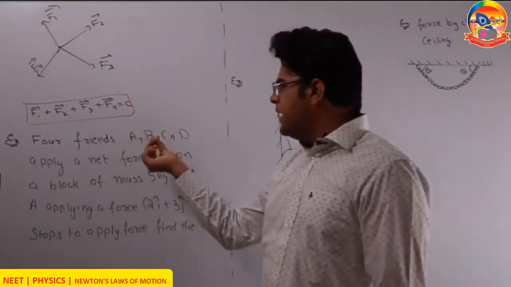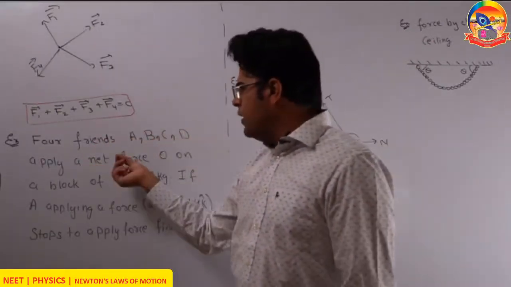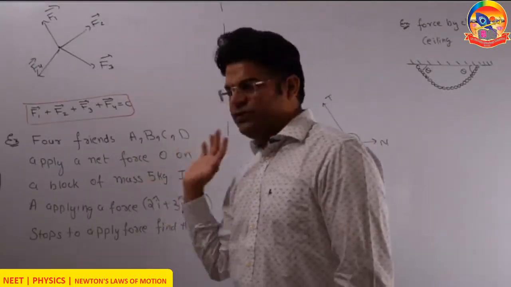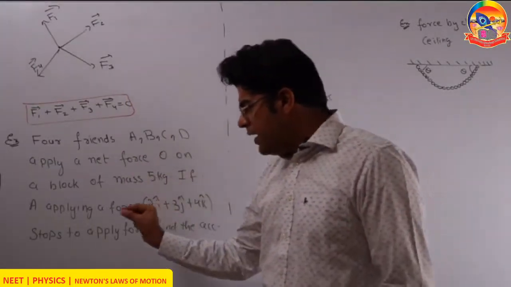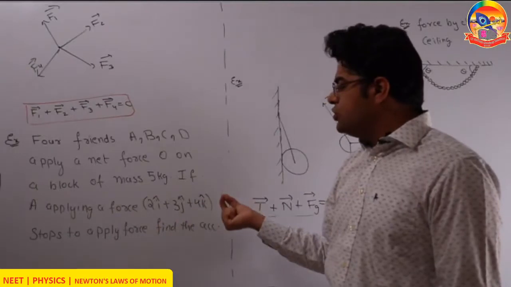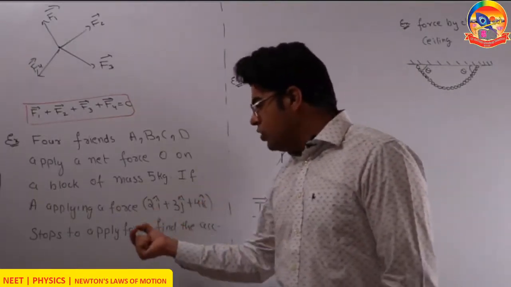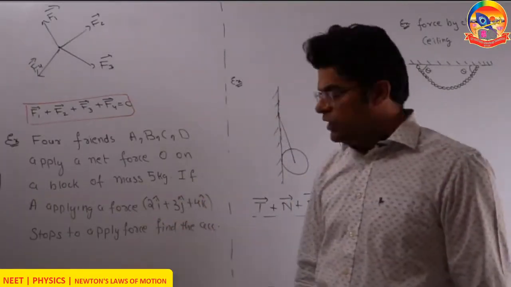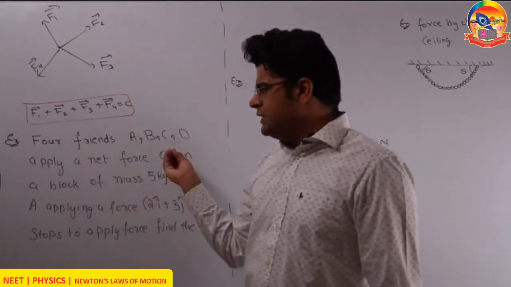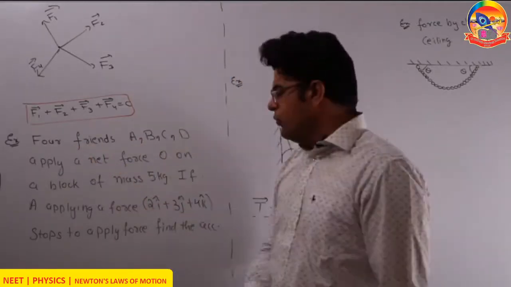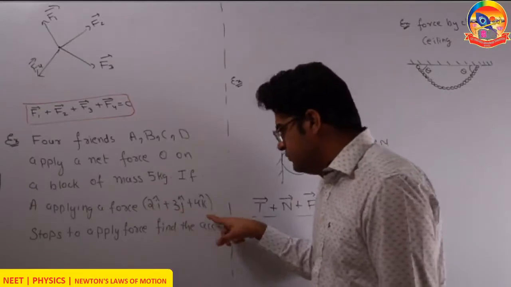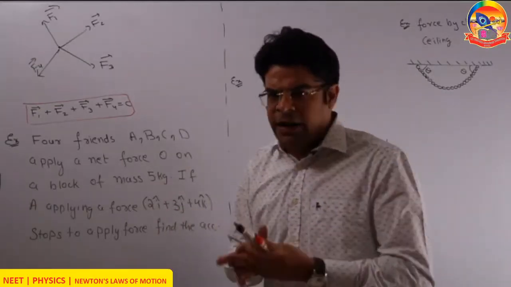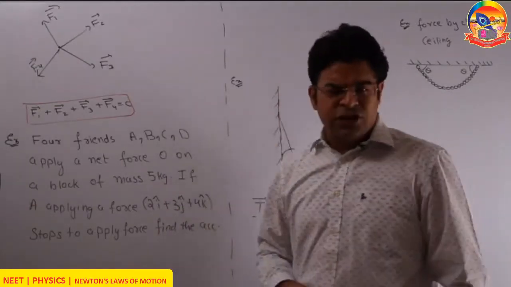Four particles A, B, C, D apply a net force 0 on a block of mass 5 kg. If A, applying a force of 2i cap plus 3j cap plus 4k cap, stops applying force, find the acceleration. So there are four friends applying force, the net force is 0. Out of them, A applies this much force, but then A stops applying force. Then what will be the acceleration of the block?